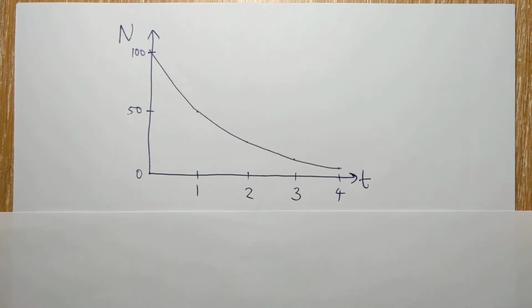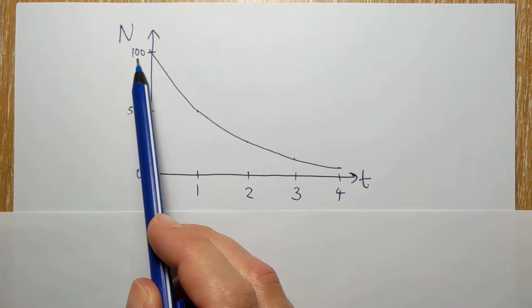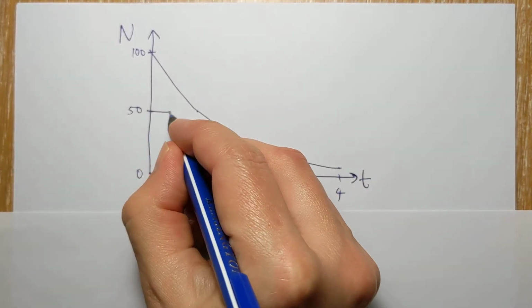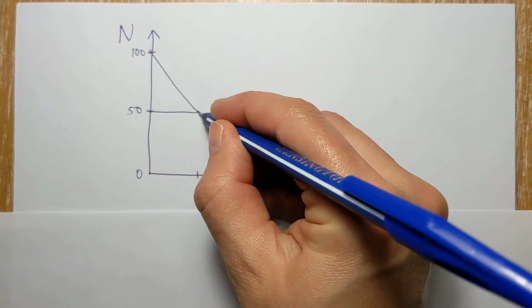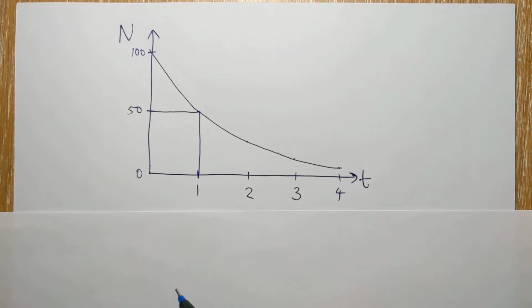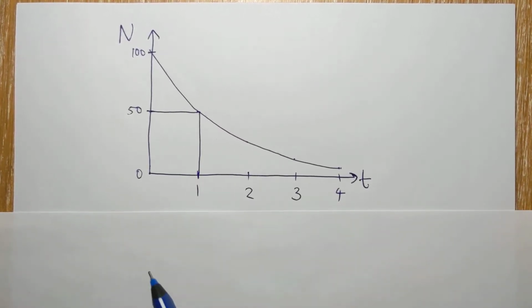But this is a nice downward sloping curve. How do I tell whether it's exponential decay or not? Now you probably remember this from GCSE. You check to see whether it's got a half-life. So in this case, we're starting with 100 unstable nuclei. So when we halve it, we have 50. And we just look to see how long that took. And on this graph, it took 1 second. So if this is radioactive decay, the half-life is 1 second.